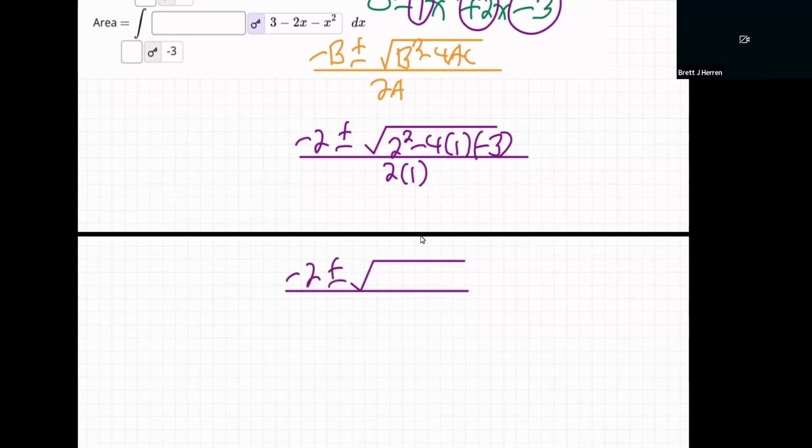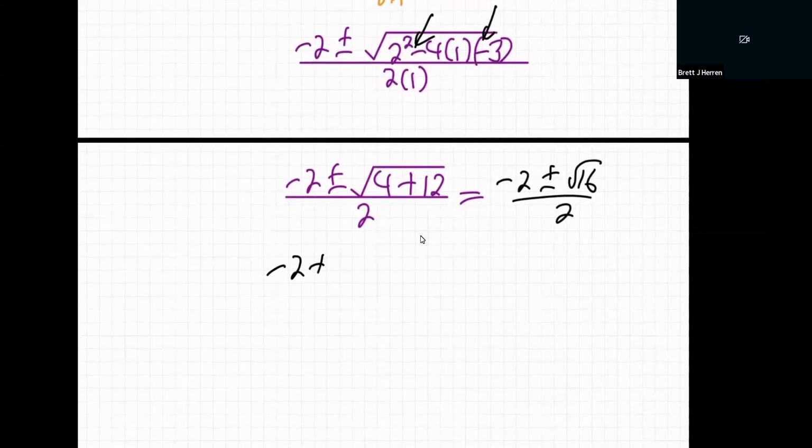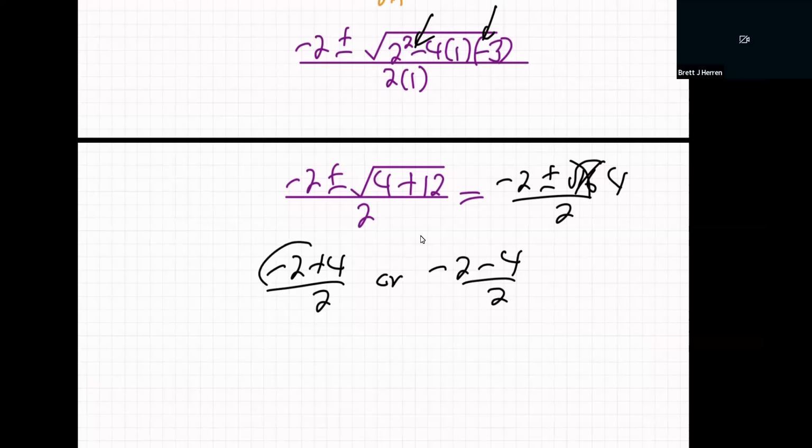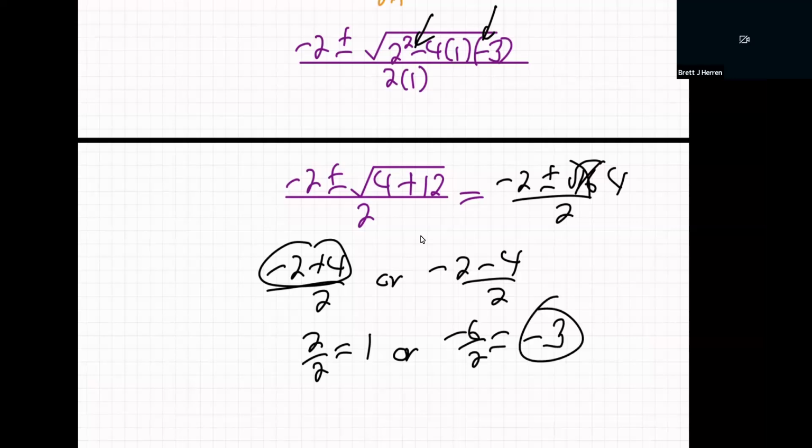You can type it into decimals, but I'll just work it out by hand. This is 4 plus 12 over 2. See the plus? Because we have a negative times a negative there. So that's negative 2 plus or minus the square root of 16 over 2. The square root of 16 is 4. So negative 2 plus 4 over 2, or negative 2 minus 4 over 2. Negative 2 plus 4 is 2 over 2, which is 1. Or negative 6 over 2, which is negative 3. So there are our two answers, 1 and negative 3.